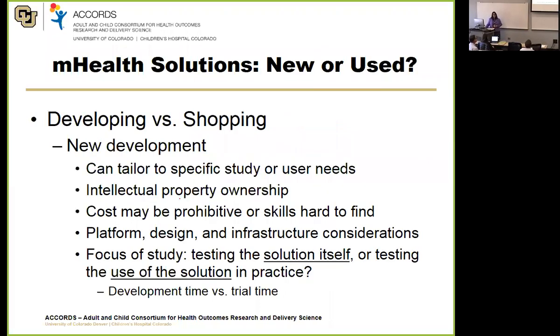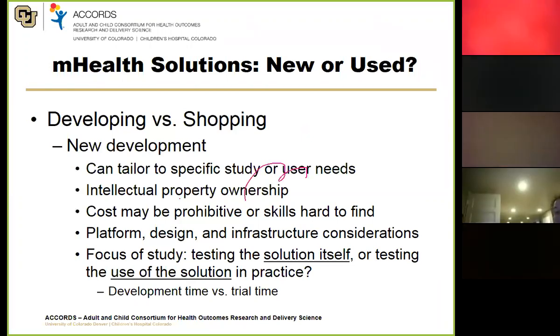Developing versus shopping. If you're looking to build your own solution, there are pros and cons in both of these. The biggest question is the focus of your study. Are you testing the solution itself? Are you trying to learn more about the app or the device or the sensor? Or are you testing how it's being used to affect something? And the app or the device or the sensor itself doesn't matter as much as the downstream impact that it might have on health delivery or health outcomes.